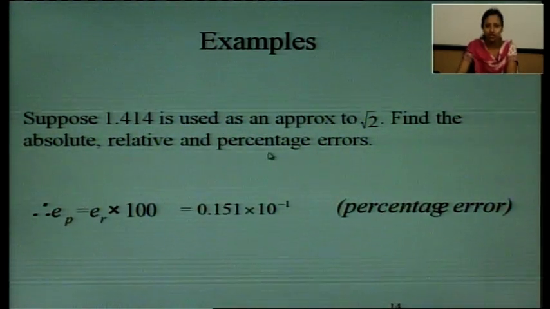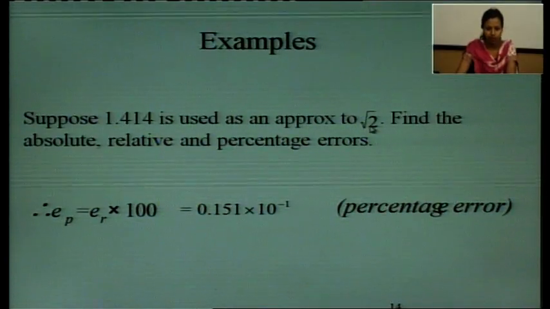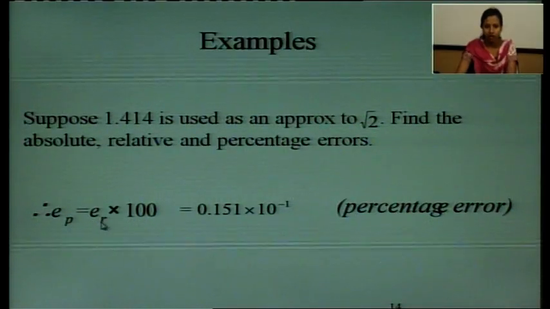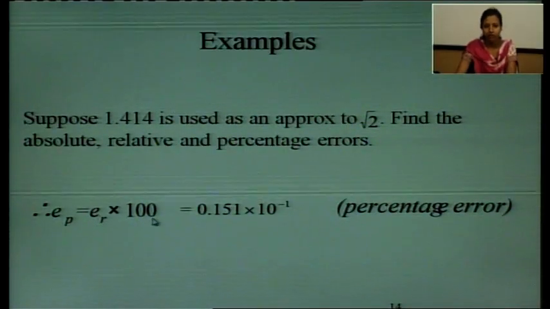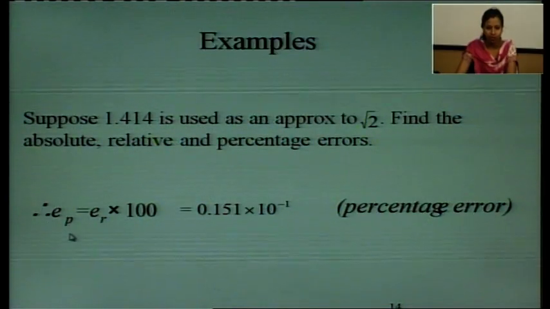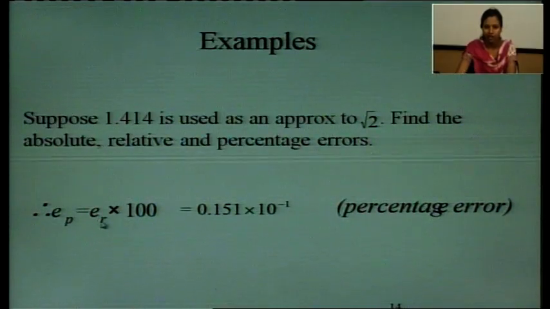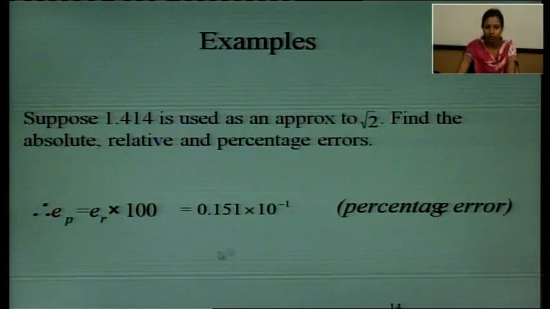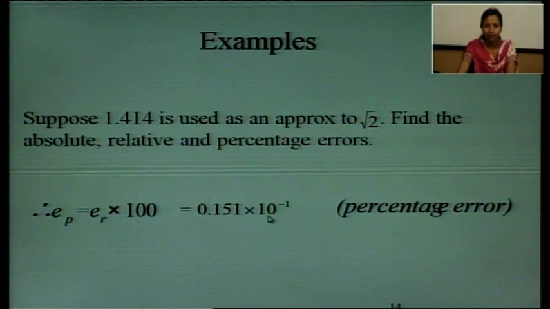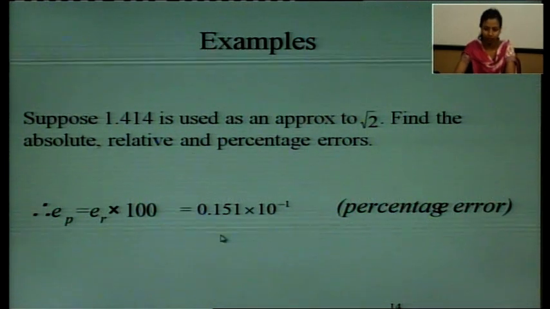And the third question is about the percentage error in the approximation of square root of 2. So percentage error is nothing but multiplication of relative error by 100. So ER into 100 gives us percentage error. While multiplying ER by 100, two zeros cancel. So EP is equal to minus 0.151 into 10 raised to the power minus 1. This is the percentage error.